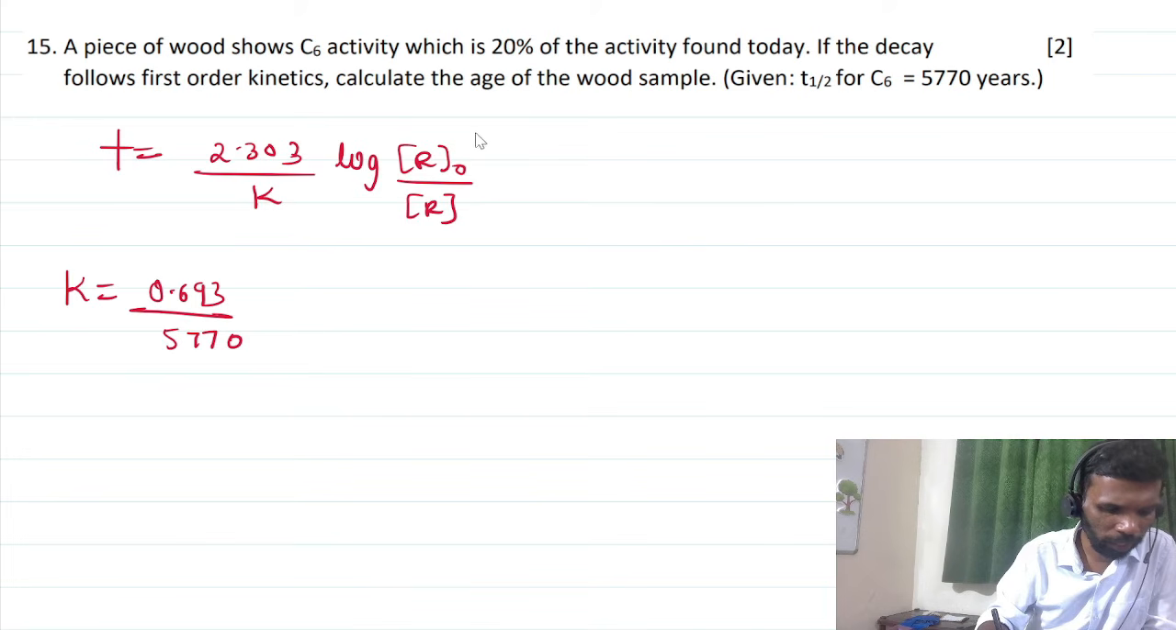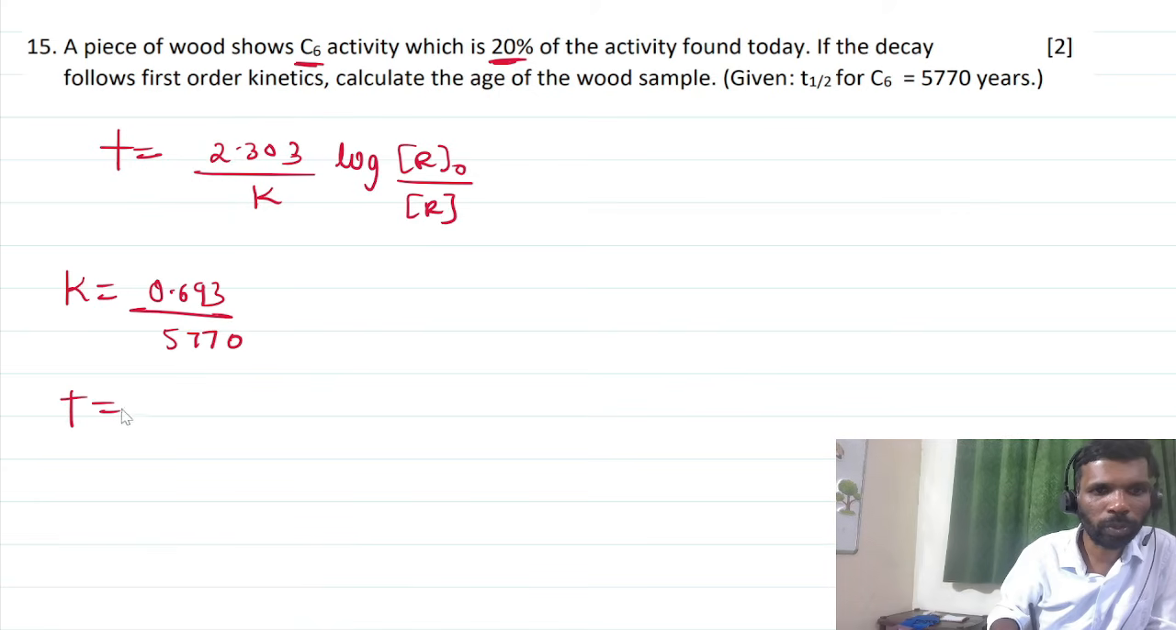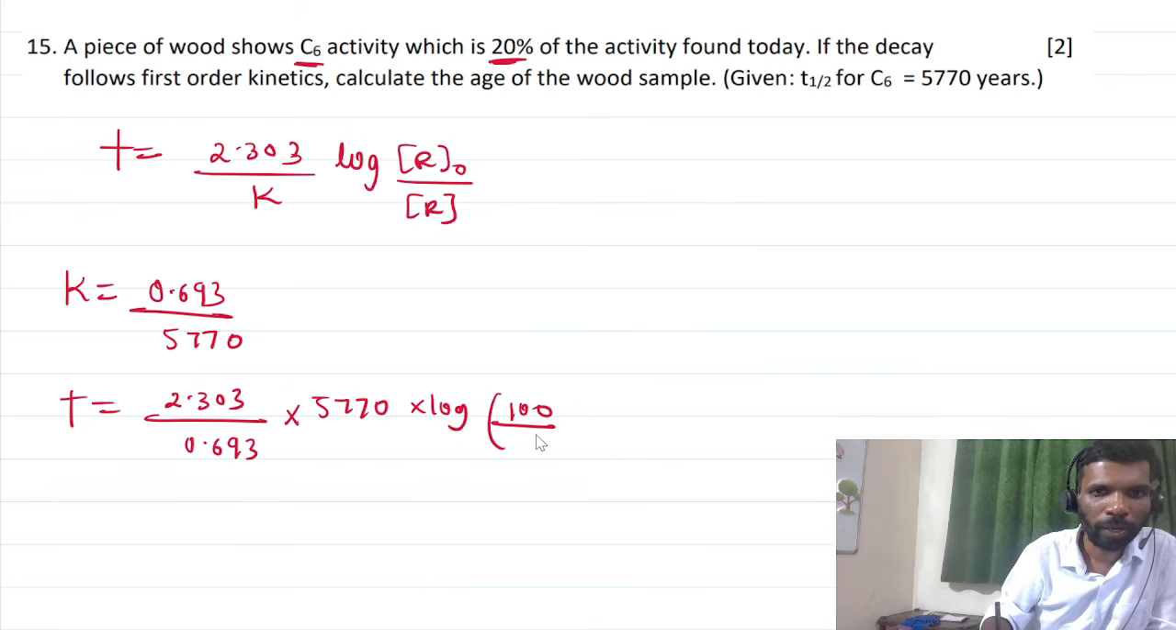20% of the activity. 20% activity means this is the actual concentration of the reactant we will consider. Activity found today means the concentration of this carbon. This is the question about carbon dating. So we'll write time is equal to 2.303. K is what? 0.693 upon 5770. 0.693 divided by 5770. I'll write this 5770 over here. And log of this will be 100 divided by R. I am writing 20. And now you should solve from here.